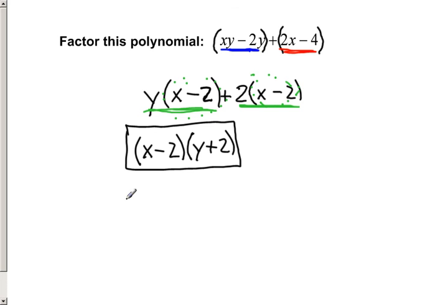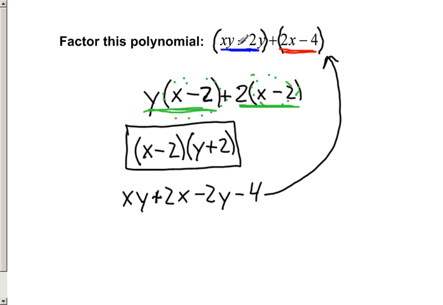And you can check that this answer is correct if you want to FOIL these two binomials out. If we FOIL them out, we get our first term here of xy. Our outside term is positive 2x. Our inside term is negative 2y. And our last term would be negative 4. As you see, this polynomial matches up with our original polynomial, except with these two terms in opposite locations. But you can always add terms in any order that you like. So our check works, and you can see that this is a nifty way to factor if no other methods are available.